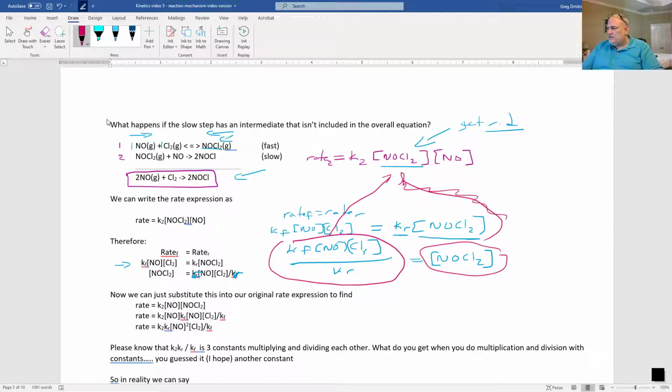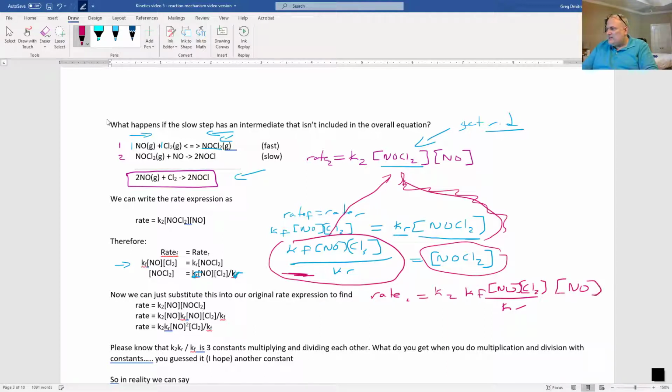So let's ignore this line here, but this is that. When we substitute it back in, let's write our overall rate expression right here. It's going to give us this. Rate 2, if we want to say it this way, is going to be equal to K2 times Kf times NO times Cl2, and all of that is over Kr. So in other words, I've just written this whole expression right here, and that's going to be times NO.